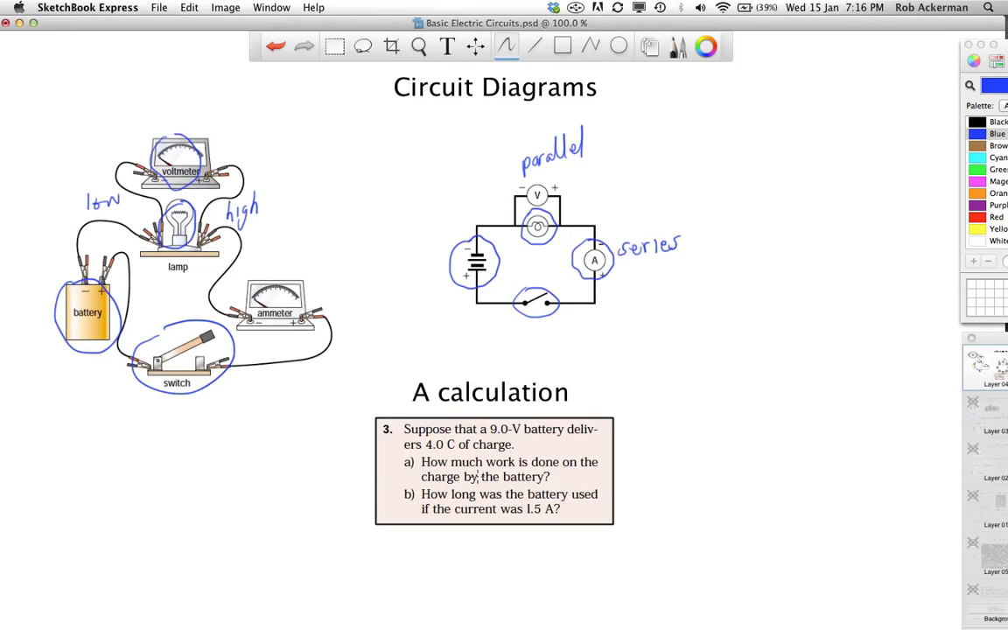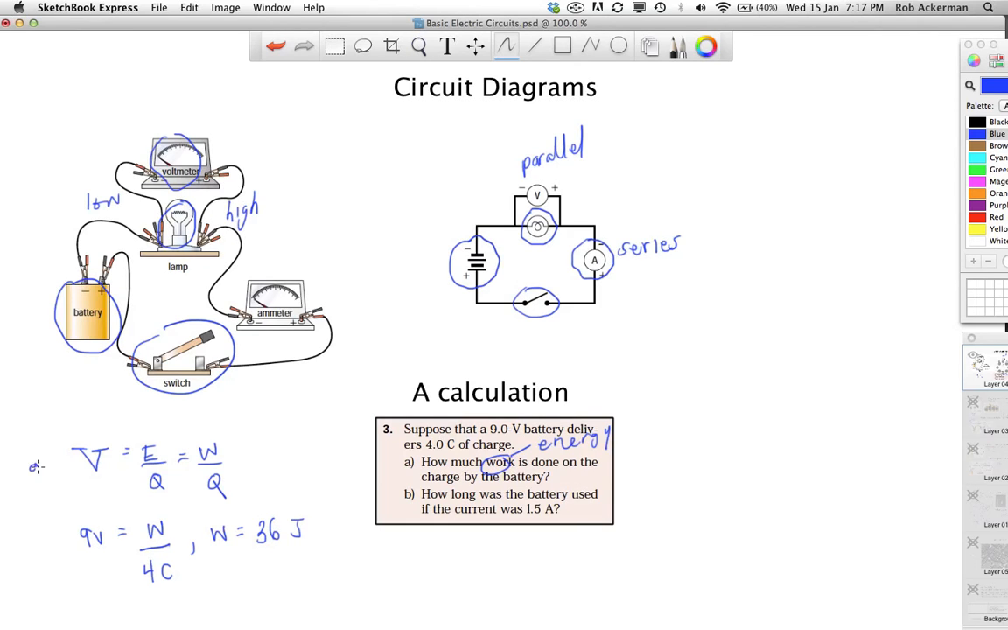Let's do one simple calculation to finish off this first set of slides. Suppose that a 9-volt battery delivers 4 coulombs of charge. Part A, how much work is done? Remember, work is the same as energy on the charge by the battery. So first off, we're going to use our memorized equation that says energy divided by charge, or since energy is work, you'll also see this. So we can calculate that. We've got 9 volts equaling a certain amount of work divided by a charge of 4 coulombs. We can solve for the work done. 9 times 4, that's going to be 36 joules of energy.